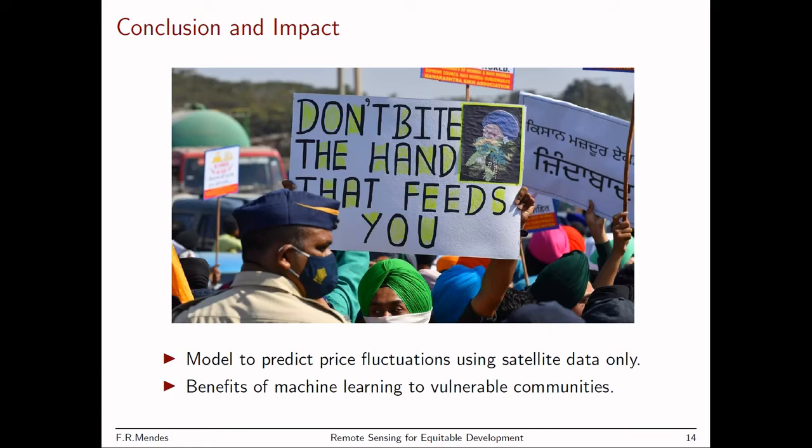Now remember, all of this takes place in the backdrop of the farmers' protests in India, which are primarily because marginal farmers are simply not able to compete with the larger farms, and they really depend on government aid. We hope that our algorithm will go a long way in remedying some of those issues.